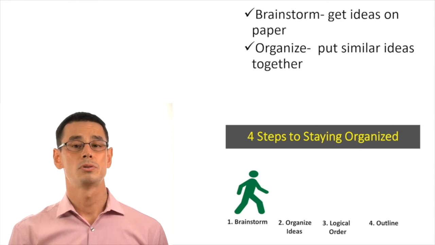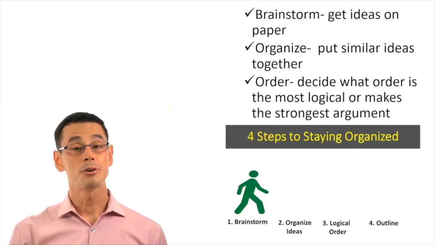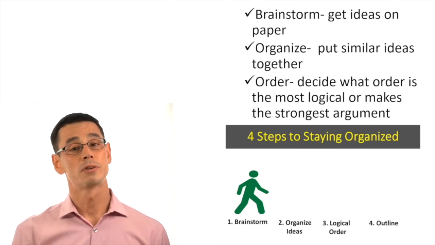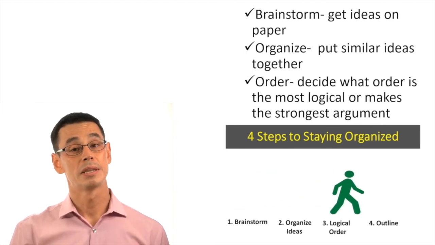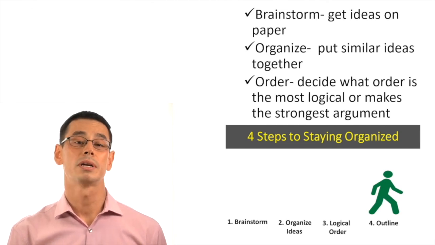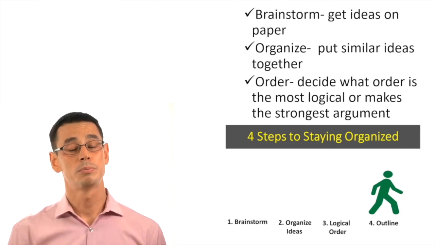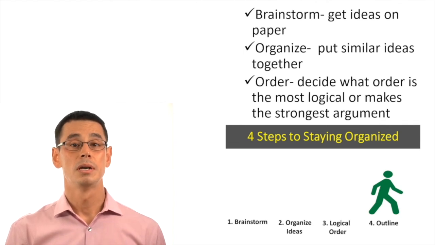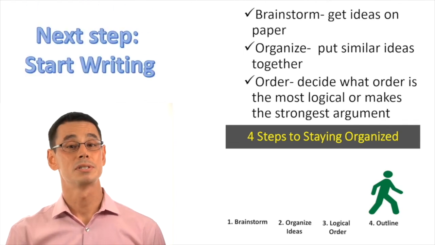The third step was to organize your ideas in order. How do you want to present your information in the most logical order? The fourth step was to make an outline, and that's what this video talked about. An outline is very important to stay organized so you can make a good presentation or paper. The next step is to write your presentation or paper.